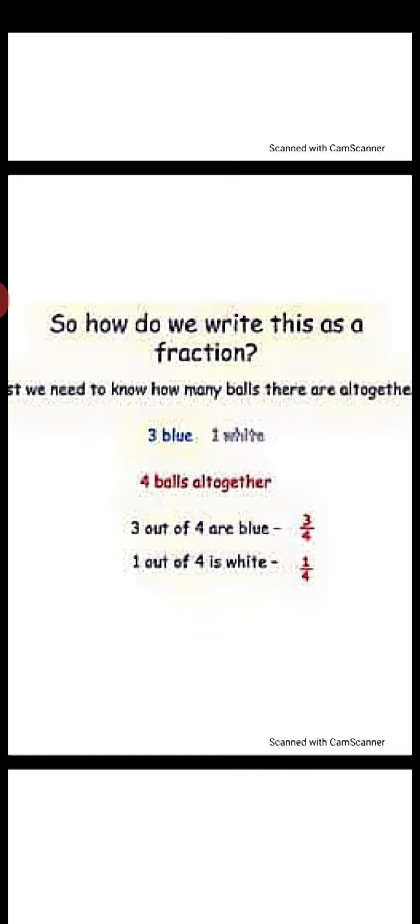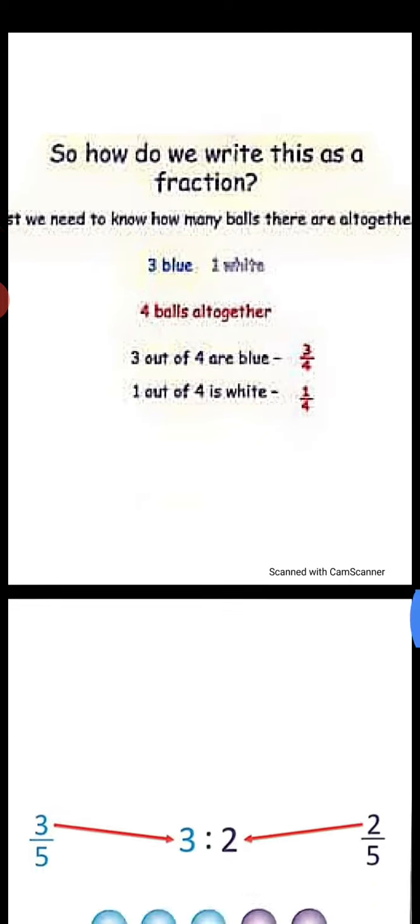So in case of blue balls, we can say there are three balls out of four, and that is written by 3 over 4. And in case of white ball, we can say there is 1 out of 4, which is 1 over 4.